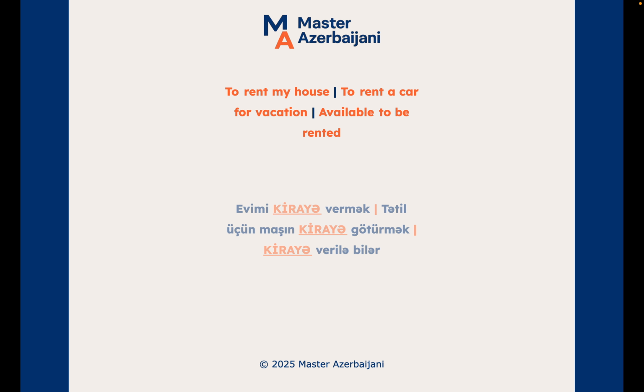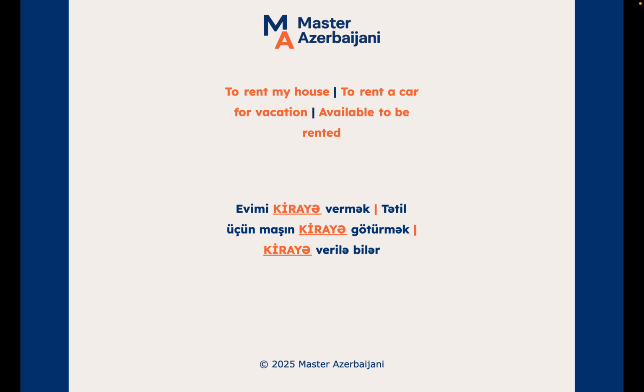Let's see. Evimi kiraya vermək. My house. I wrote it because it's easy to explain from there. Evimi, my house. To rent a house, evi kiraya vermək. All right? Tətil üçün, for vacation. Maşın, car, kiraya götürmək, to take for a rent. Tətil üçün maşın kiraya götürmək. Kiraya verilə bilər, means it's available to be rented.